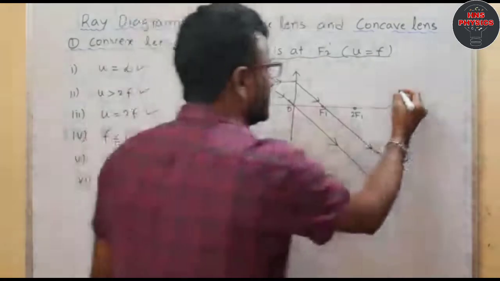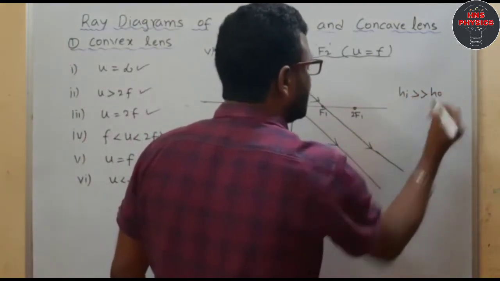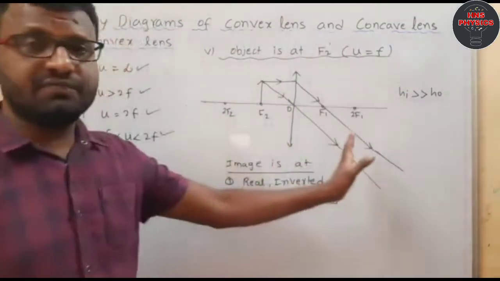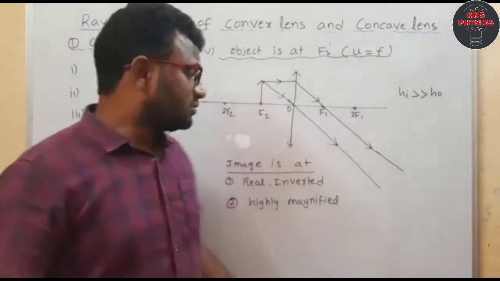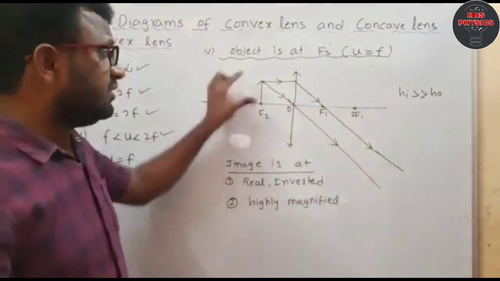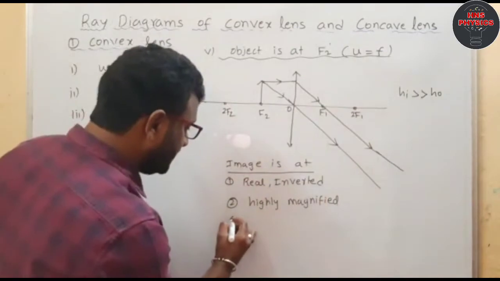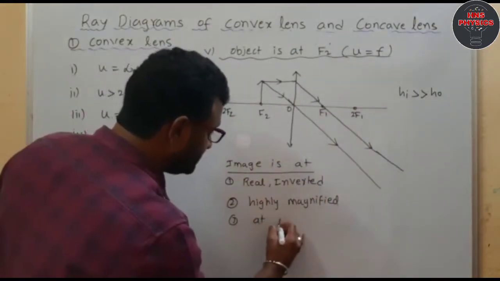That means here the height of the image is greater than the height of the object. So the size of the image is magnified, highly enlarged. The image size is greater than the size of the object. So, highly magnified. And the third one: the image is formed at infinity.